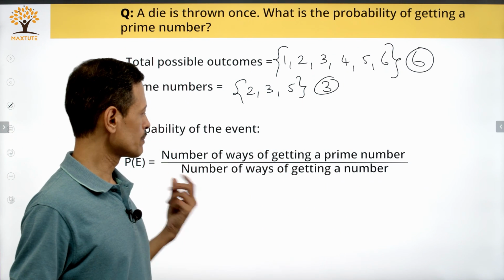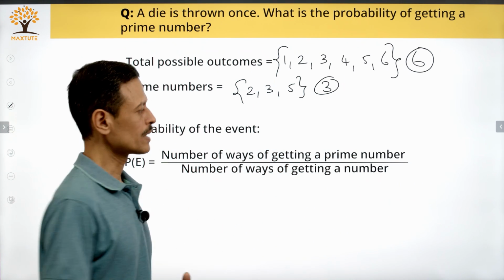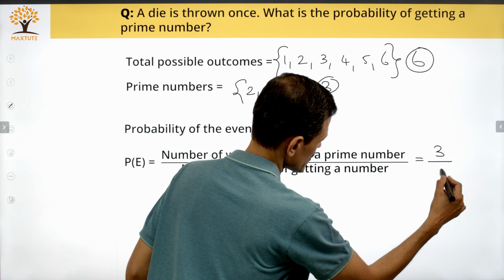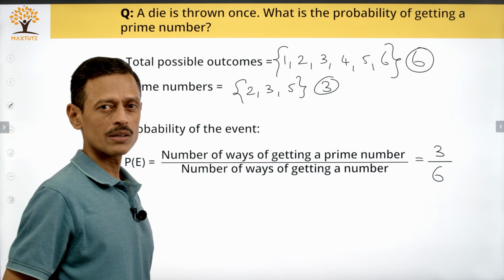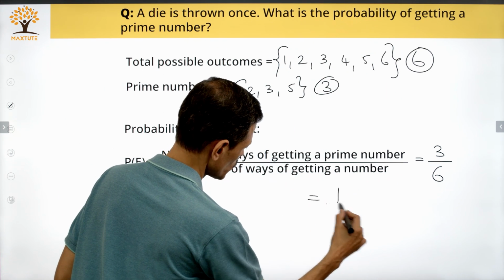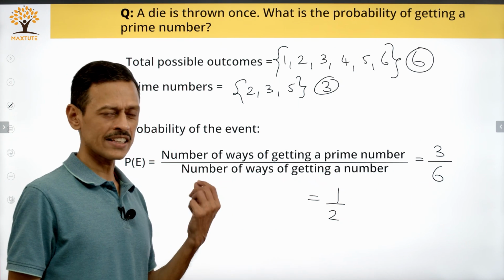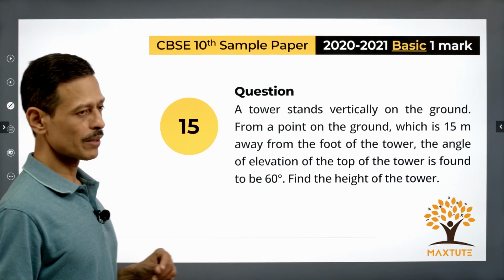Number of ways of getting a prime number divided by number of ways of getting a number. Number of ways of getting a prime number is equal to 3: 2, 3 and 5. Number of ways of getting a number, it could be any of these 6 numbers. 3 upon 6, which is equal to 1 by 2, is the answer. Again, a very, very simple question. Next question, it's from applications of trigonometry.